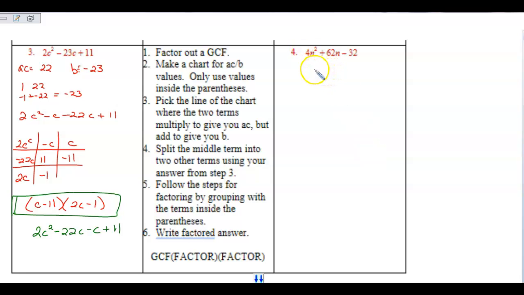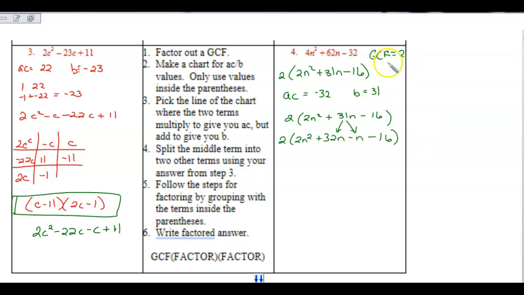Take a look at 4. See if you can come up with 2 binomials that would make that trinomial. So I found the greatest common factor of 2, factored out the 2, and got this trinomial. My AC is negative 632, and my B is positive 31. I know that if I take 32 times negative 1, I get negative 32. So if some of that is 31, I'm going to use 32 and negative 1.